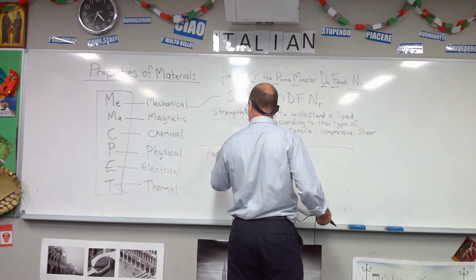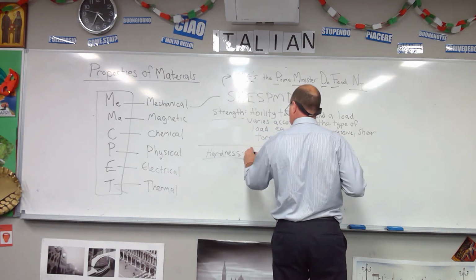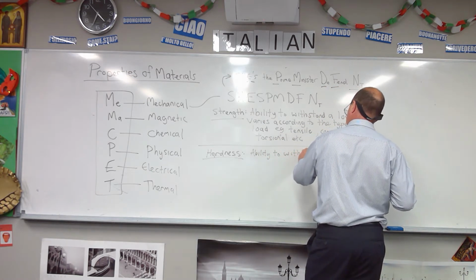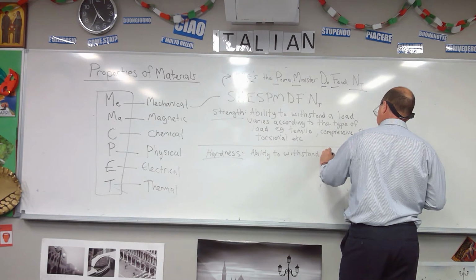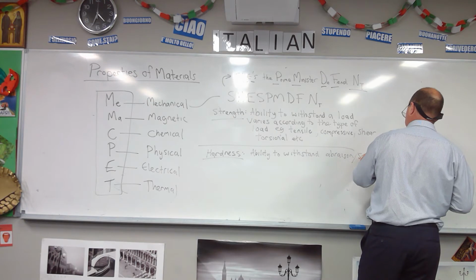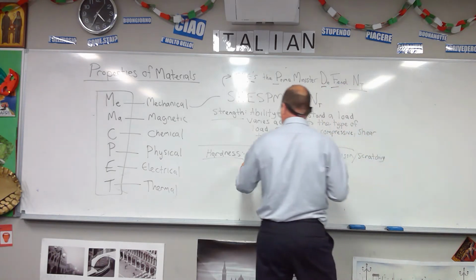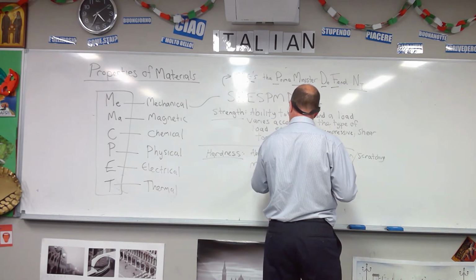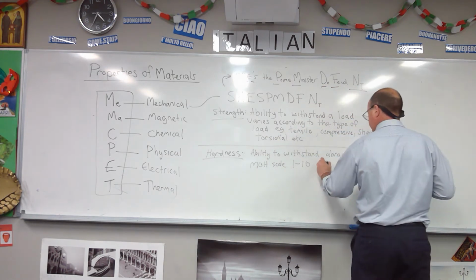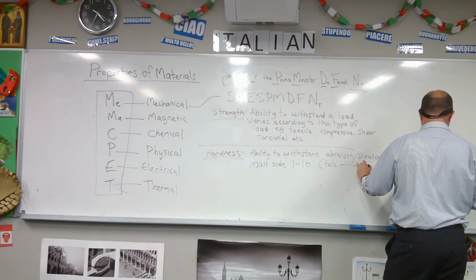Hardness. And that's our ability to withstand abrasion, say scratching. And we quite often measure that on the Mohs scale, which is 1 to 10. And talc is at the bottom of that scale, it's really soft. And we go right through to 10, which is a diamond.